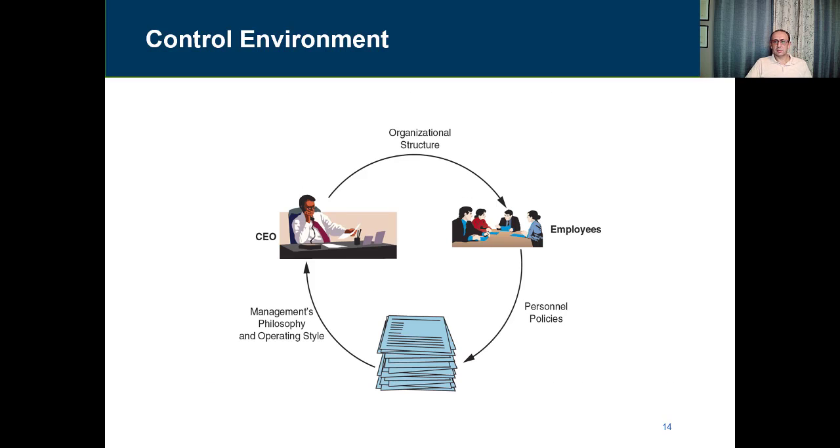So here you can see that there's some kind of interrelationship between everything. So we have here the senior executives, they affect the organization structure, or they affect employees through the organization structure, and employees also have some kind of impact on their work through the personnel policies and the management philosophy and operating style. So all these elements, or factors that we talked about for the control environment, like the organization structure, personnel policies, management philosophy and operating style, they all have some kind of impact on the control effectiveness of the company.